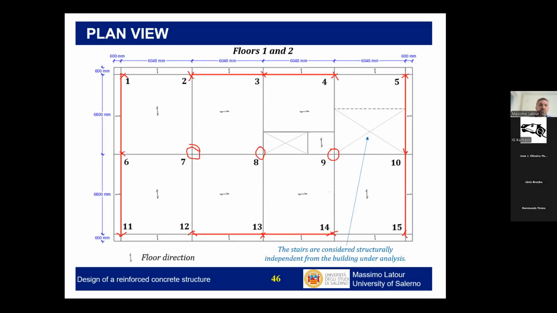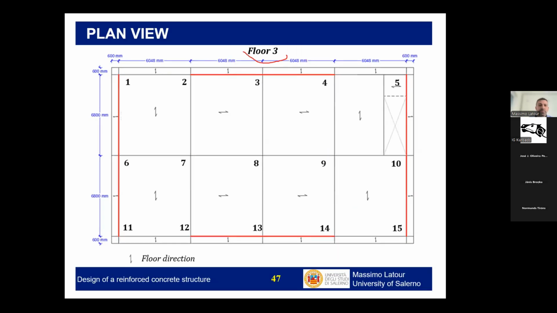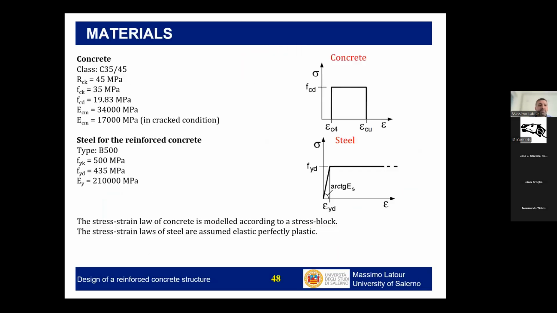So pay attention to this slide when it's written floor 1 and 2 or floor 3. Okay, so these are the materials that we have decided to use for this application. So concrete C35/45 and bars B500. In Italy, we are not used to using this kind of steel, so I adapted the design a little bit to this steel because we use 450. But more or less, I would say they have similar characteristics.